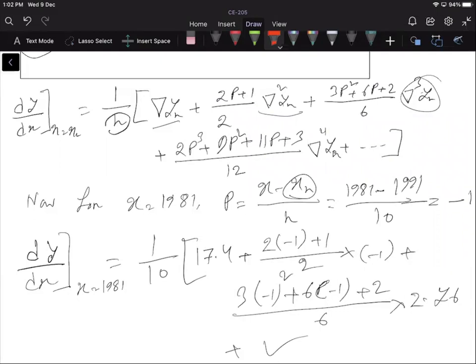Interpolation. Yes. The main task of interpolation is to find the missing values. Okay.